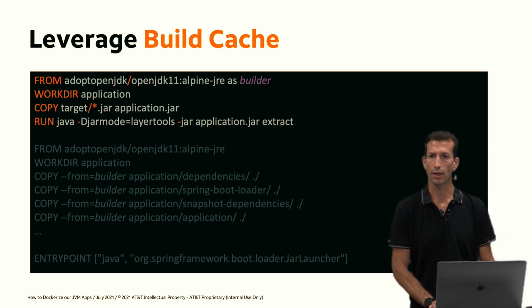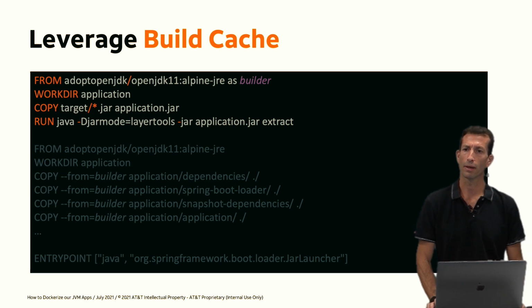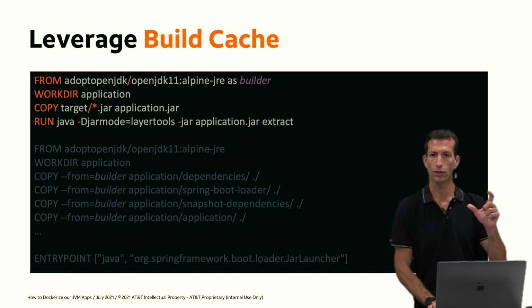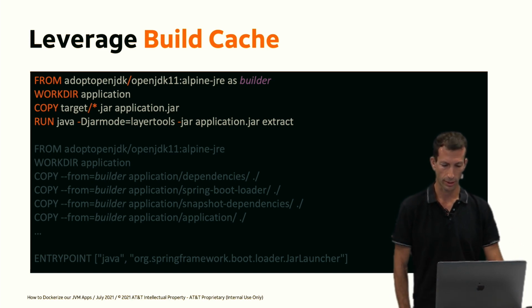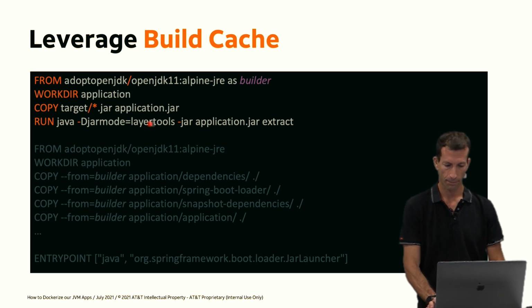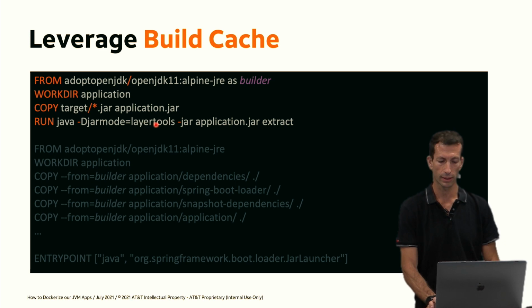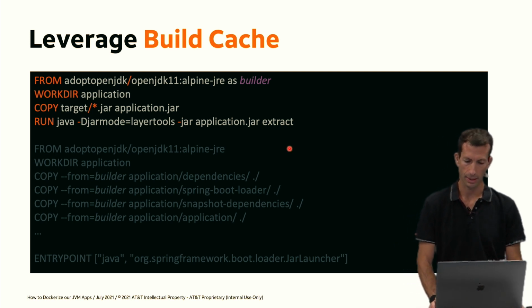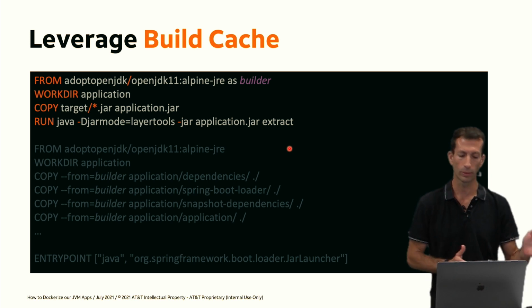Take a look at this Docker file. It has to do with something that Spring Boot enables us to do very, very easily. What we're doing in this first part is taking our jar and exploding it. This is what this line does. Over here, this extract: we're taking our application jar and running it with the -Djarmode=layertools option, passing the argument extract. And what happens is that our application is extracted into layers.